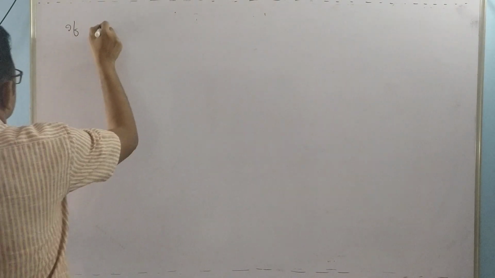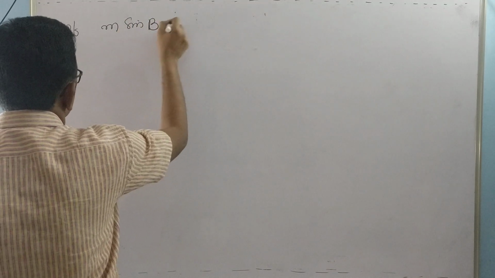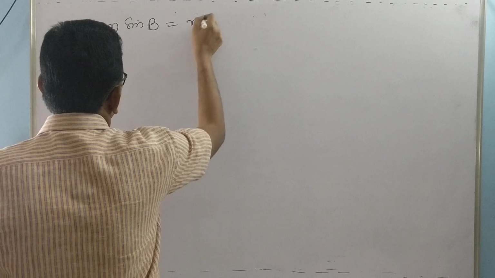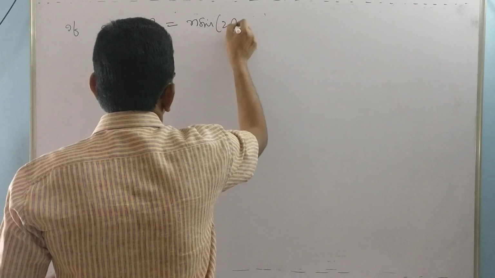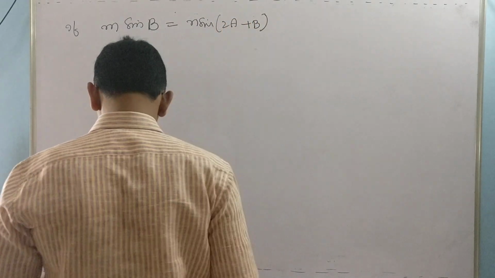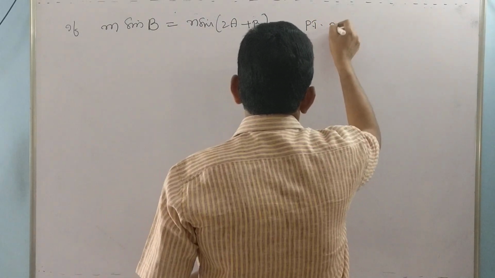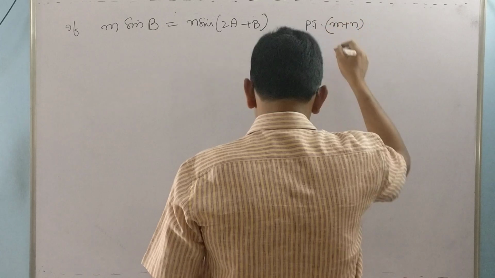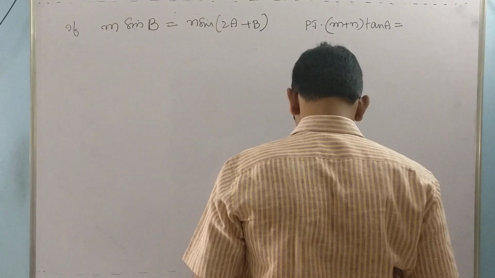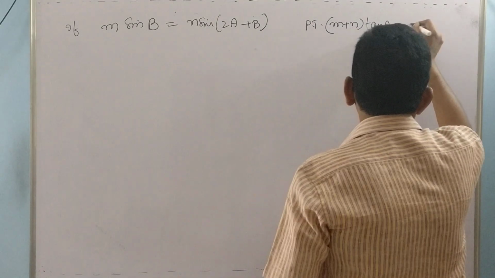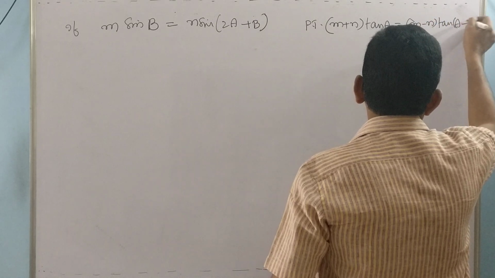Next one. If m sin b is equal to n into sin of (2a plus b), then prove that (m plus n) tan a is equal to (m minus n) into tan of (a plus b).